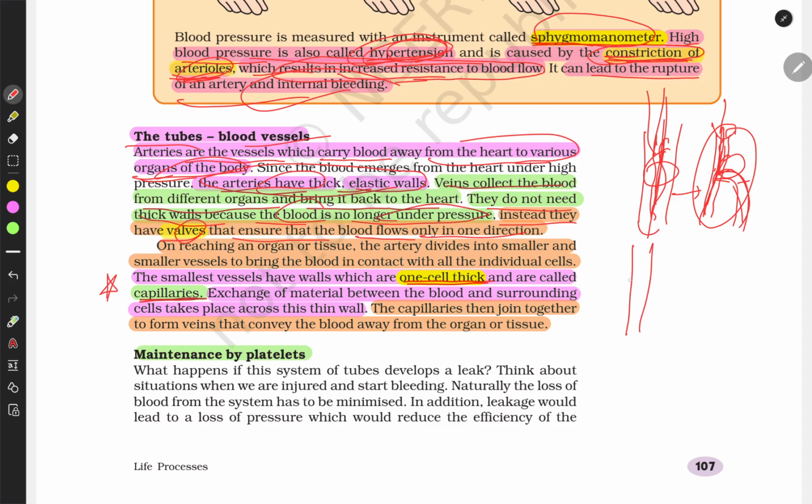So in veins, this is the heart, and this is the other body organ. So there are valves like this. So blood can only flow this way, and when it is coming back it closes this way, so there cannot be backward flow.